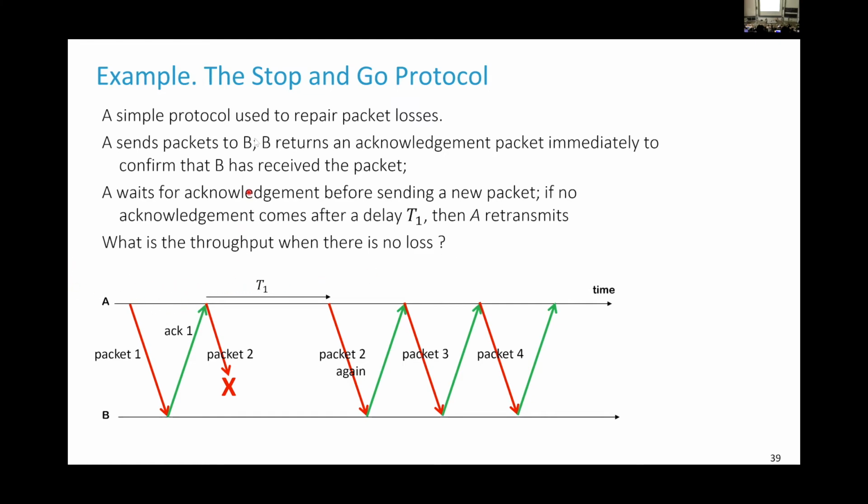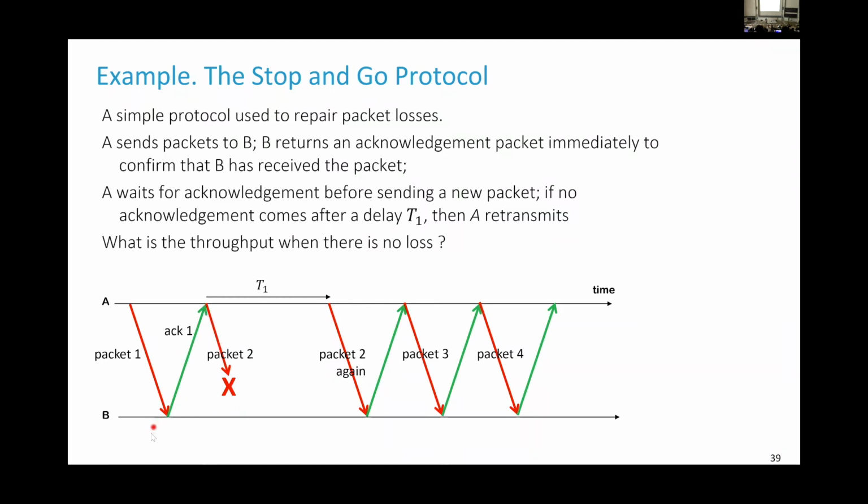Here is an example, which is called the stop and go protocol. This is our first example of a protocol. Assume A sends a packet to B. And because the channel is not reliable, we will require an acknowledgement, and we continue sending only once we receive an acknowledgement. So I send packet 1. If I receive acknowledgement 1, then everything is fine. I continue, I send packet 2.